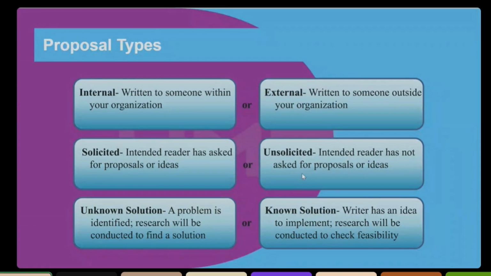So we also have unknown solution. A problem is identified, research will be conducted to find a solution. In the known solution, writers have an idea to implement, and research will be conducted to check feasibility. But the main form of proposal writing for the SuperUMAN DAO is mainly the internal and external, and that's where we should focus.